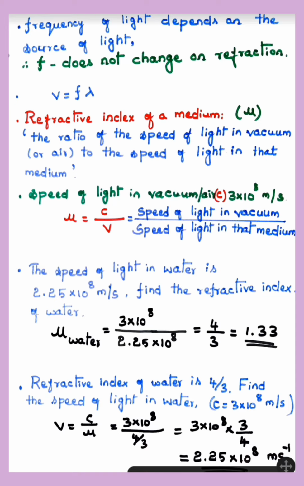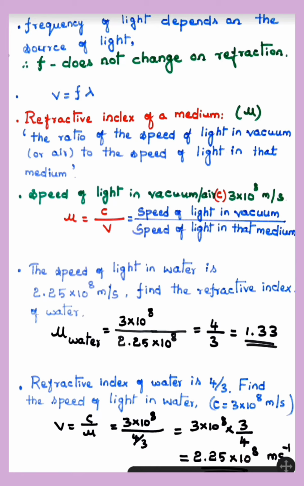Next, we shall see a few numericals to solve here. The speed of light in water is 2.25 into 10 to the power of 8 meter per second. Find the refractive index of water. Since the formula is written above, I am not repeating it here. We know that the refractive index, mu of water, is what we have to calculate.